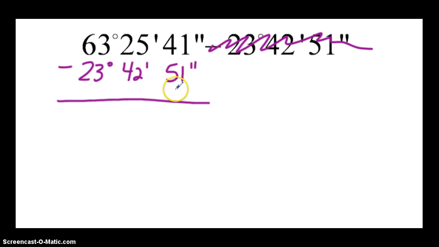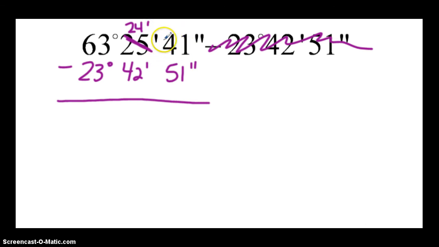So what we're going to have to do is borrow from the previous column, okay? Now think it's very much similar to when you borrow with fractions, right? So you have to add that many units over. So for example, I have 41 minus 51. Can't be done without getting a negative, so I need to borrow a minute. Now if I borrow a minute, this becomes 24 minutes.